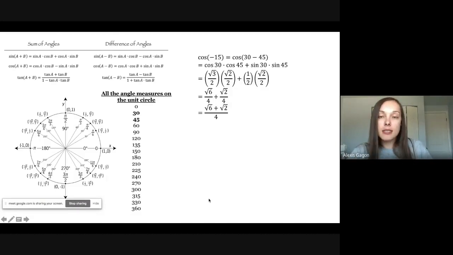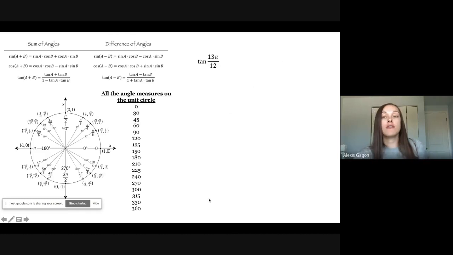Okay, let's do this one. So tangent of 13 pi 12ths. I always switch it to degrees. I would just switch this to degrees right now. So do 13 pi 12 times 180 over pi, and you get 195.